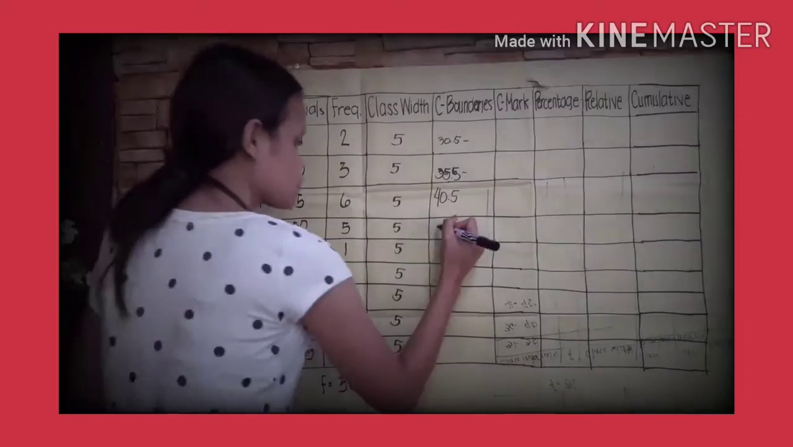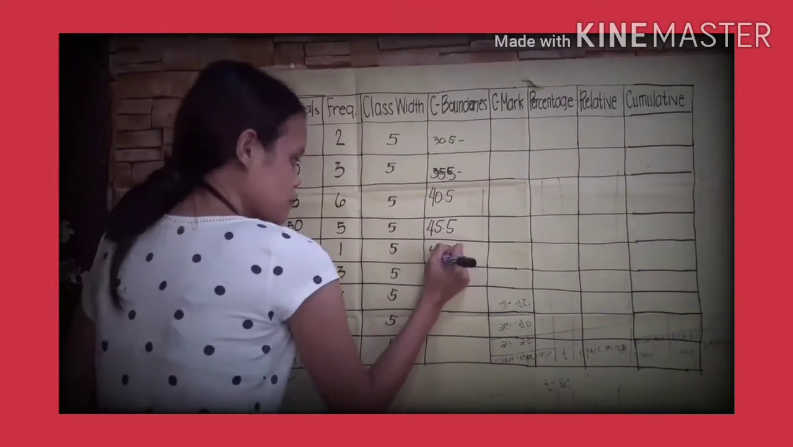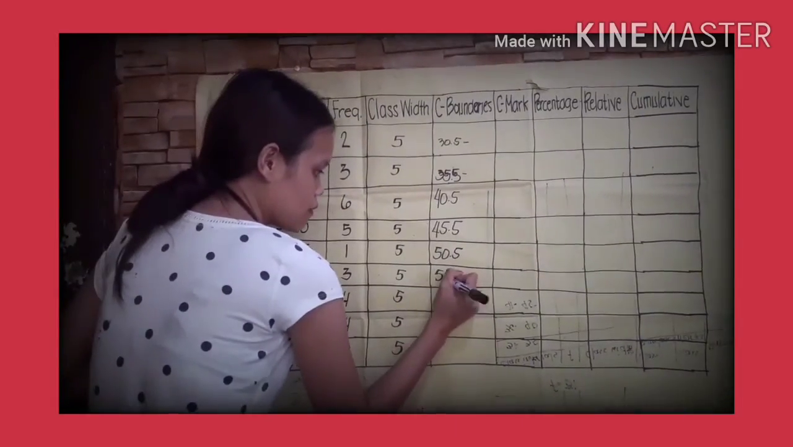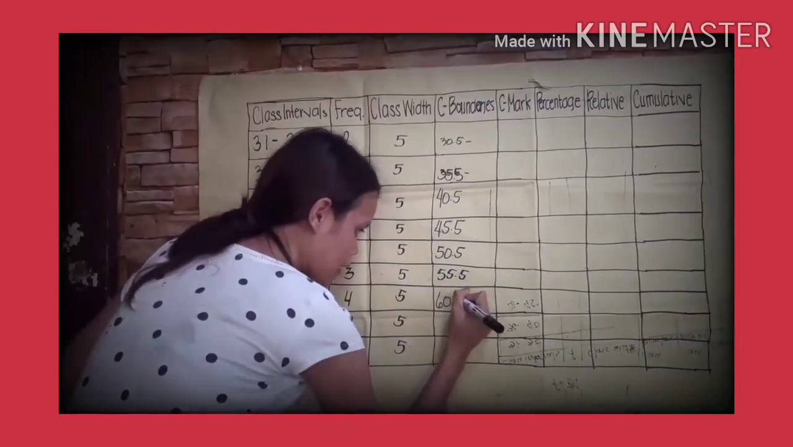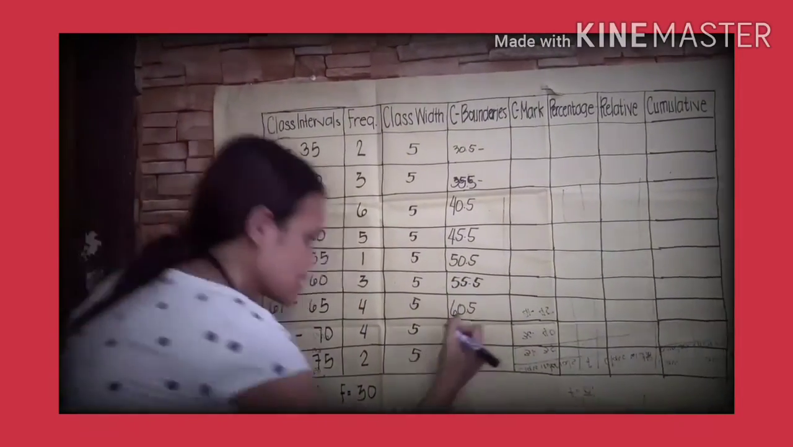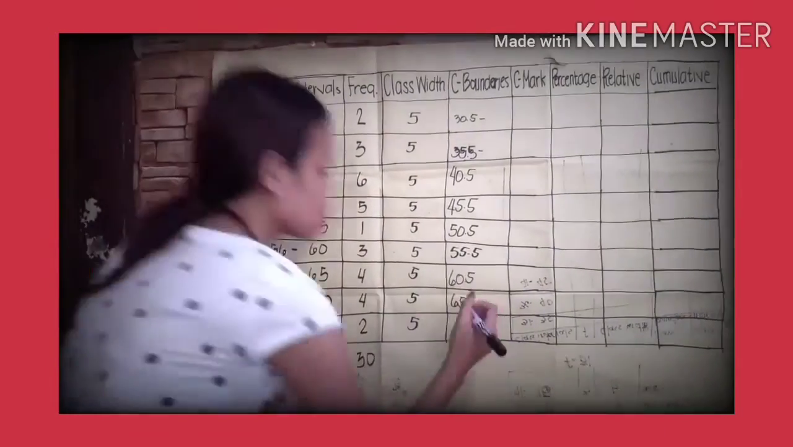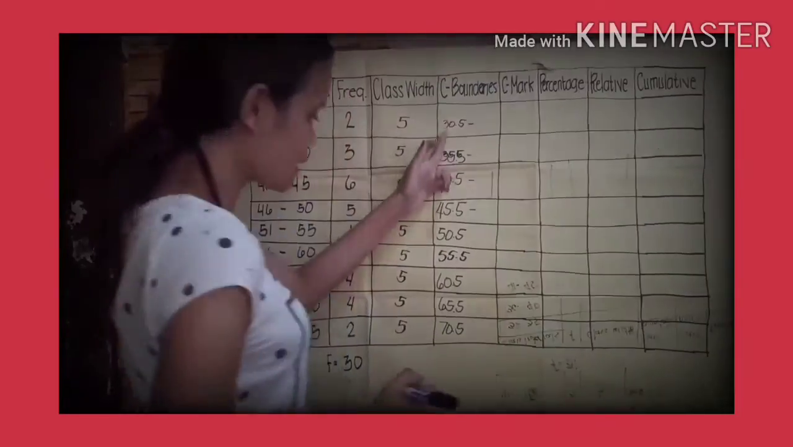46 minus 0.5 is 45.5. 51 minus 0.5 is 50.5. 56 minus 0.5 is 55.5. And 61 minus 0.5 is 60.5. 66 minus 0.5 is 65.5. And 71 minus 0.5 is 70.5. So this is the lower class boundaries.